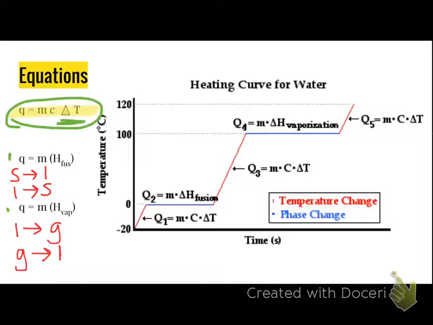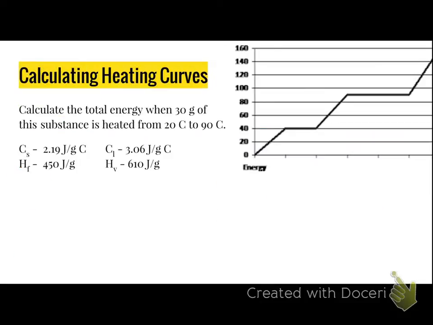So now let's take a look at a practice problem where you're going to have to combine some of these equations and learn how to use them. Calculating with heating curves. Anytime that you're going to be calculating, you're either going to be given things like the melting point and the boiling point, or you will be given a graph from which you will have to derive information in order to use it. So this says for us to calculate the total energy when 30 grams of this substance is heated from 20 degrees to 90 degrees C.